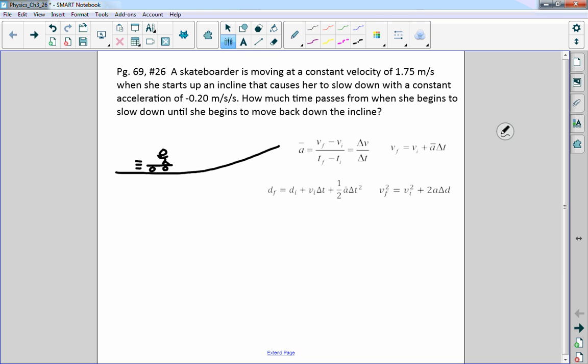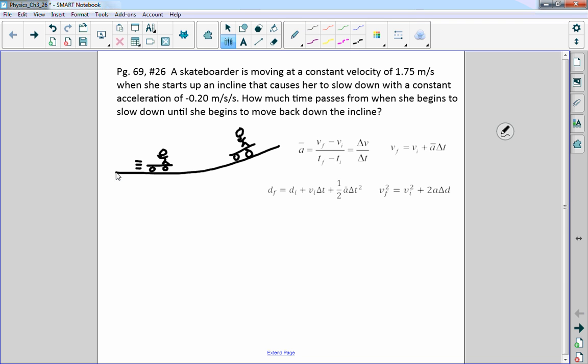She's moving along, but then it's a little strange because it talks about how much time is going to pass from when she begins to slow down, which I guess is the picture I just drew, until she begins to move back down the incline. Like she's just going to coast? That is so silly. Who does that? Okay, so I guess she's just going to do this experiment where she coasts, not going to push off, just going to let herself roll up the hill and roll back down again.